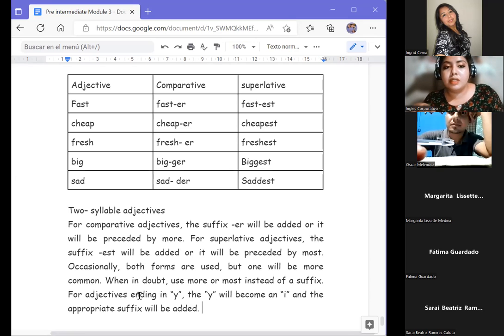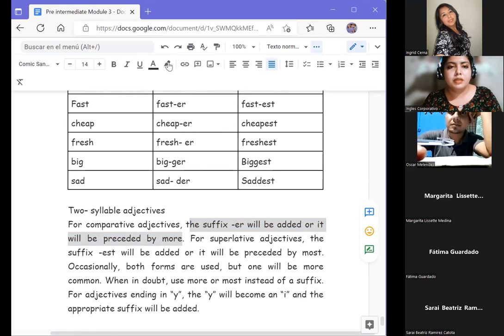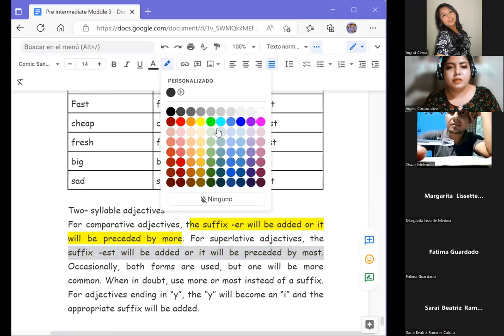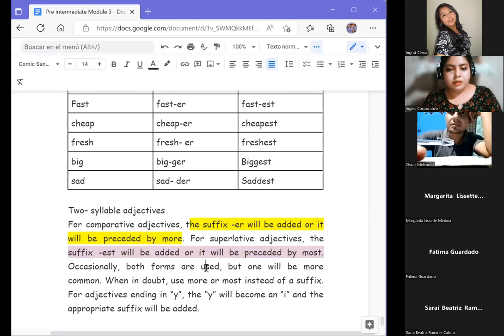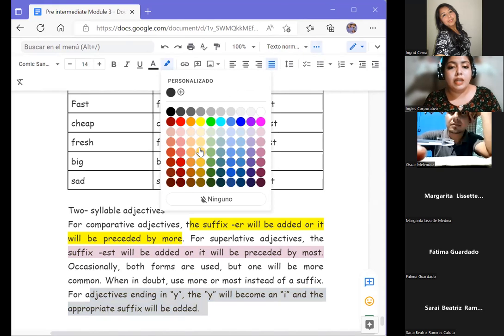So we have here the whole information about the two-syllable adjectives, and we are going to mark the most important part that we are going to follow. There are kind of rules, but in this case, it's just follow the structure. So in this case, we are going to use this one for the comparative, that is the suffix er, or it will be preceded by more. We are going to use more in that case. I'm going to mark in yellow. And for superlative adjectives, the suffix est will be used, or it will be preceded by most. And then with the adjectives ending in y, we are going to change it, and then we are going to add the correct suffix that we are going to use.